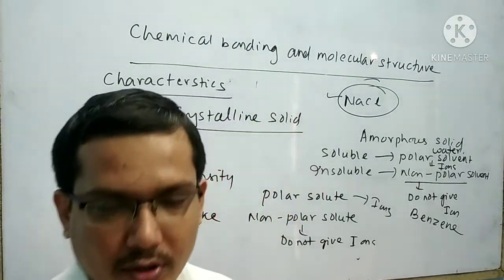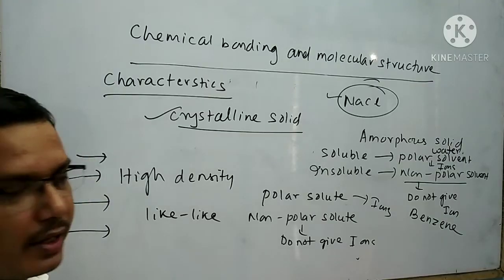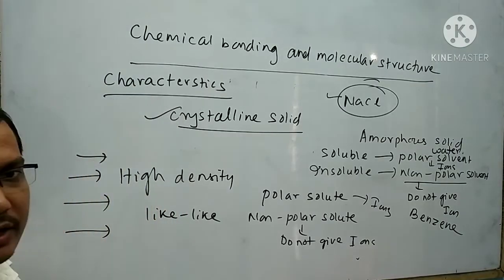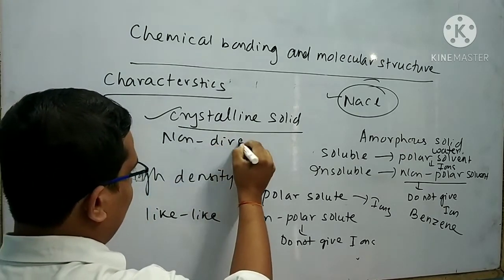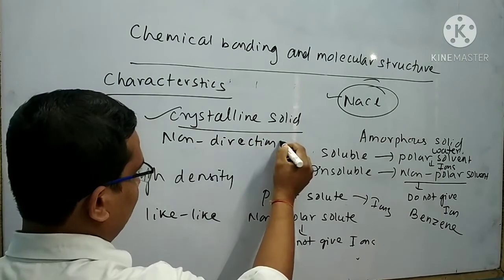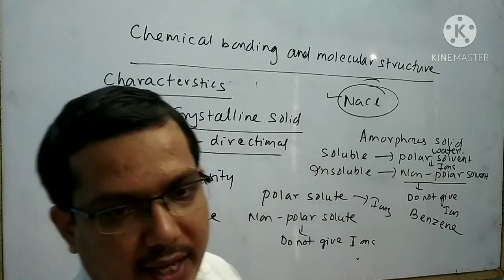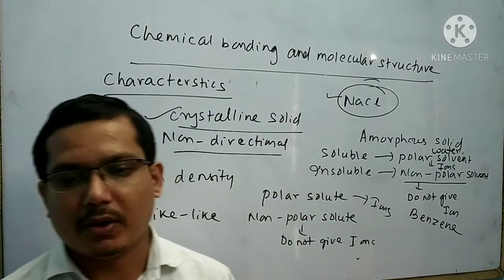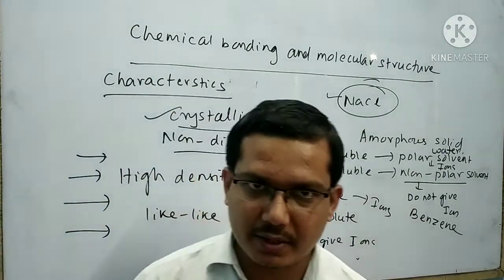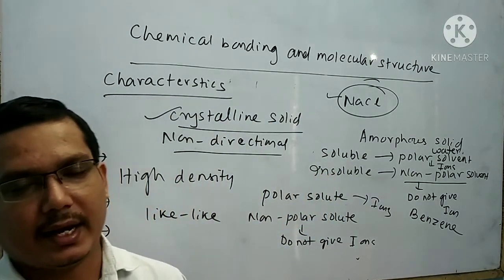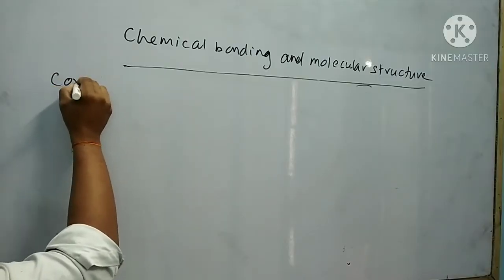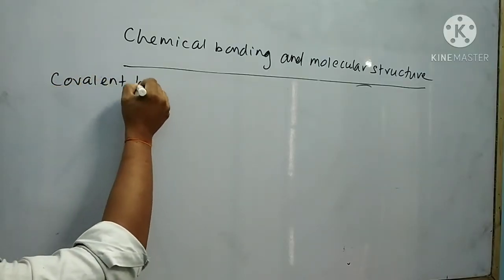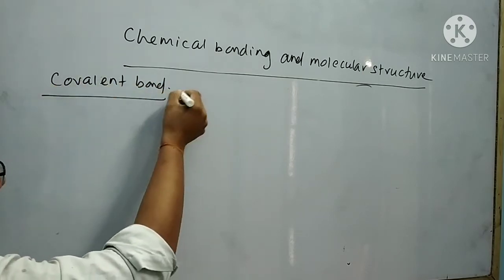solvent like water. Next one is all the ionic compounds are non-directional. The reaction between ionic compounds in solution is very fast. These are the characteristics of ionic compounds. Next I will discuss the covalent bond.